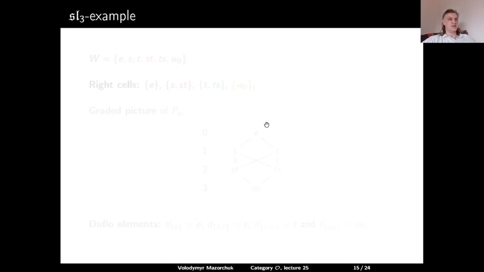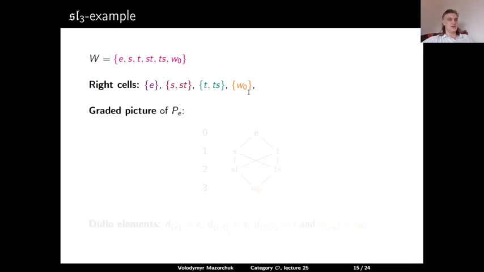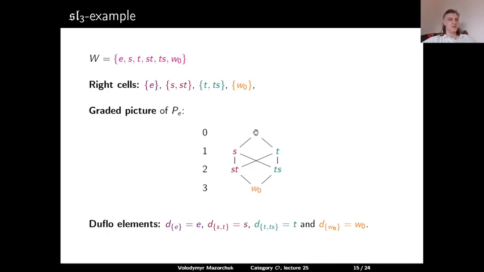Here is the SL3 example. So in the SL3 case, W consists of e, s, t, st, ts, and w0. And the right cells are {e}, {s, st}, {t, ts}, and {w0}. So here is the graded picture of the dominant Verma module P_e. So this is a Loewy filtration of the multiplicity-free dominant Verma module P_e. If you consider the right cell {e}, it has a unique element, so the Duflo element for it is e. Similarly, the right cell {w0} has a unique element, so the Duflo element for it is w0.